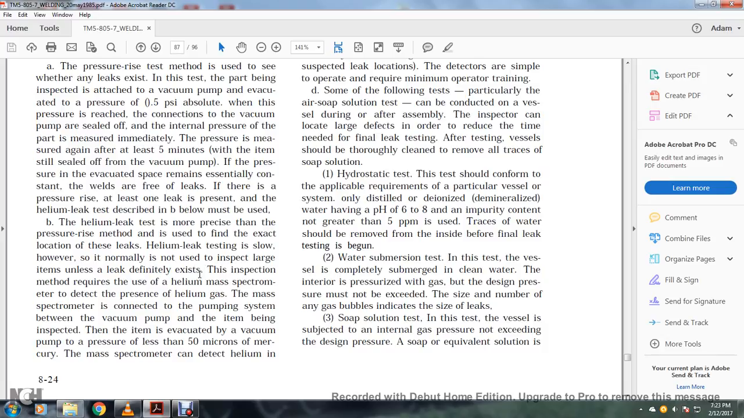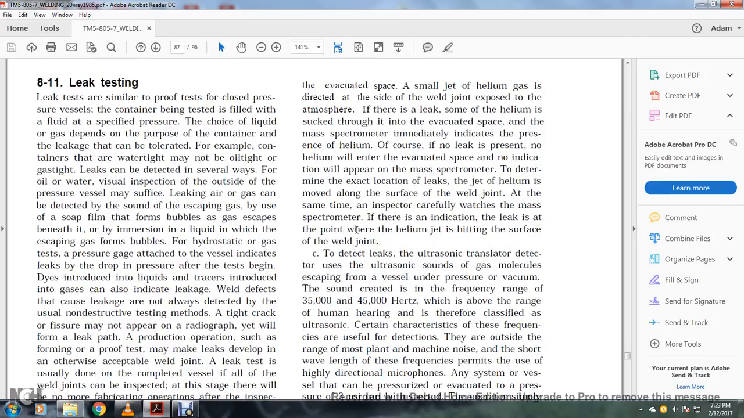The inspection method requires the use of a helium mass spectrometer detector to detect the presence of helium gas. The mass spectrometer is connected to the pumping system between the vacuum pump and the item. Beginning the inspection, the item is evacuated by the vacuum pump to a pressure of less than 500 microns of mercury. The mass spectrometer can detect helium in that evacuated space.